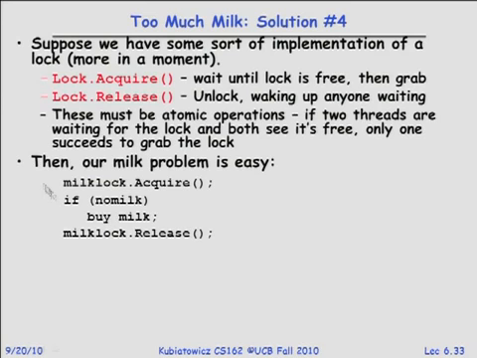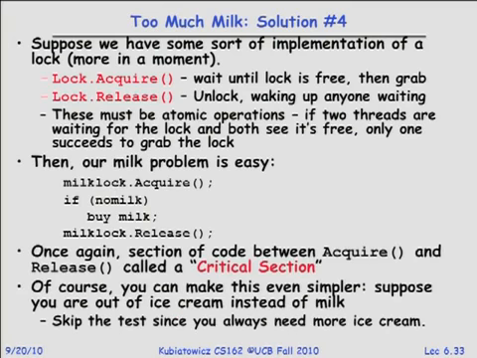What we notice is that if multiple roommates simultaneously try to go look at the milk, only one of them will get past acquire. The rest of them will be sleeping until the first one goes through the buy milk, releases, and then the next one can go through, and so on. So we only have one going through the critical section. Once again, we have our critical section, which is the thing between acquire and release. And of course, you can make this even simpler. I suppose we should have started with this one: just buy ice cream. It doesn't matter if there's too much of that.